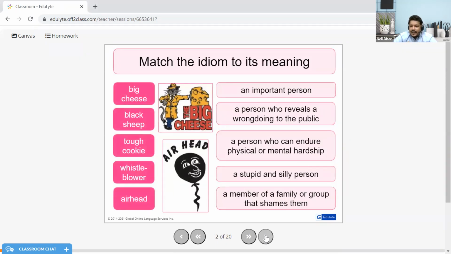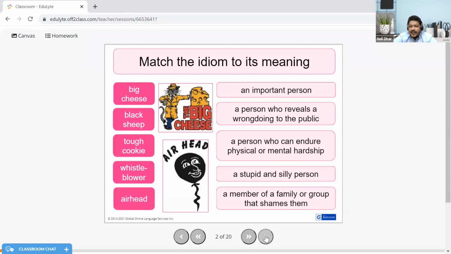We have a couple of idioms. Let's try and match the ones on the left with the ones on the right. The options that we have on the left are big cheese, black sheep, tough cookie, whistleblower, airhead. Now, whistleblower is one idiom. If you have been following the news, you might be reading it a lot of times. Let's understand what these are.